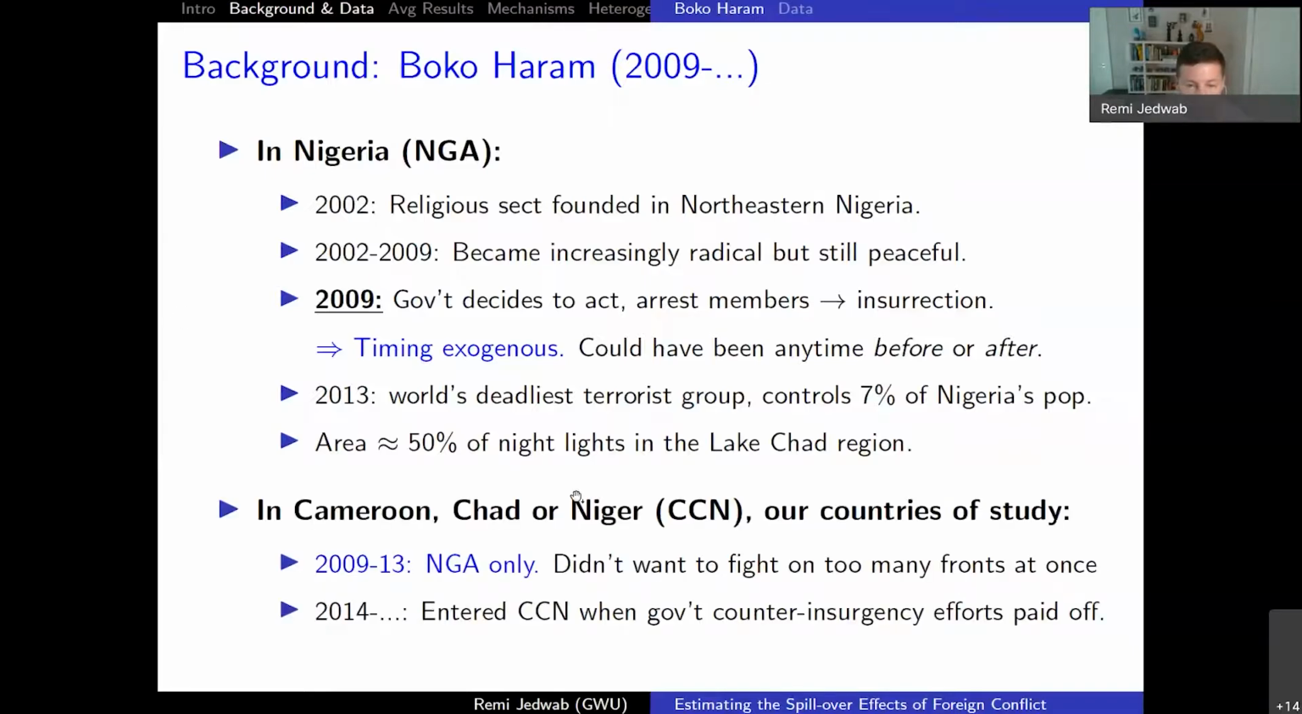So we're going to focus on three countries of study, and we're going to use the fact that until 2014, Boko Haram did not enter these areas. So we only have an economic or trade shock. We don't have a conflict shock.